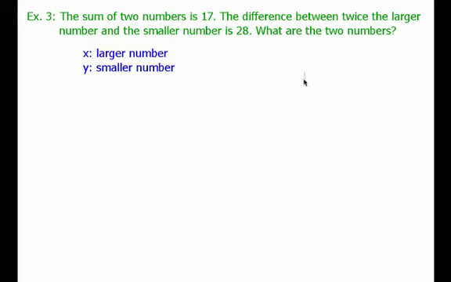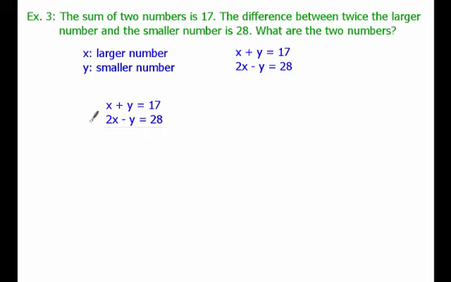It says the sum of the two numbers is 17. Sum means adding, so I can just say x plus y equals 17. And the difference between twice the larger number and the smaller number is 28. Twice the larger number, that's 2 times x. Difference tells me I'm subtracting, so I get 2x minus y equals 28. Now I have my two equations right here. Notice that y has the same coefficient in both, so I don't have to do any sort of multiplying. I can just jump right to eliminating.